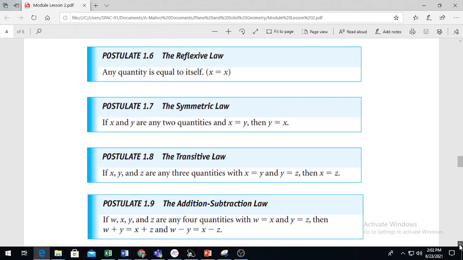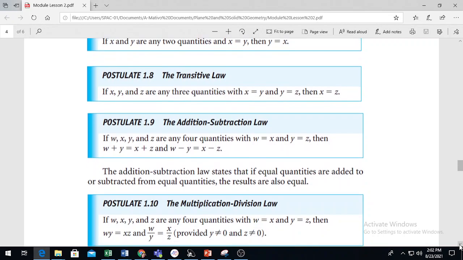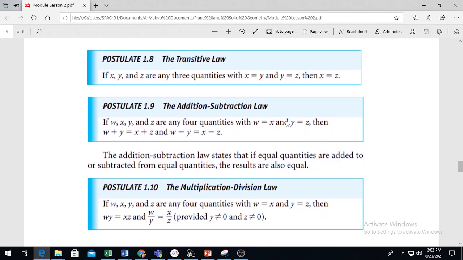And then we will proceed with postulate 1.9, the Addition Subtraction Law. If W, X, Y, and Z are any four quantities with W equals X and Y equals Z, then W plus Y equals X plus Z, and W minus Y equals X minus Z, because the condition is W equals X and Y equals Z. So this is the addition subtraction law.